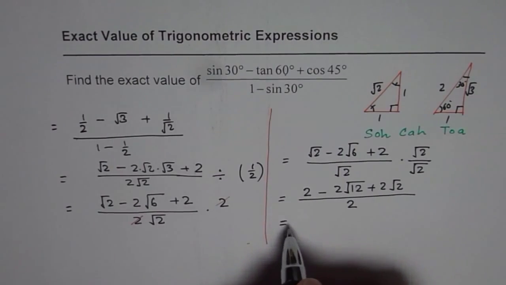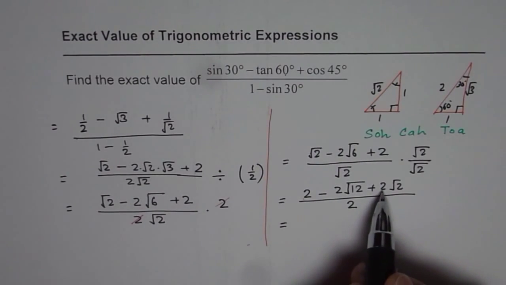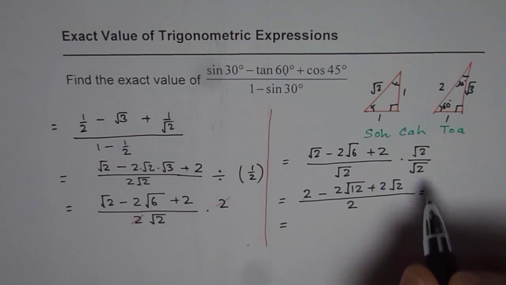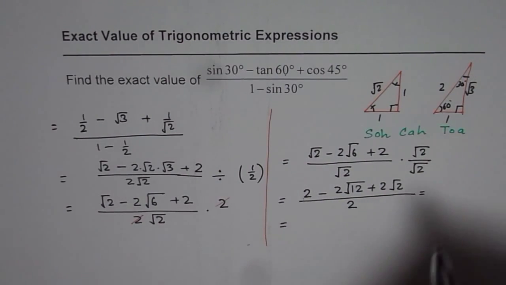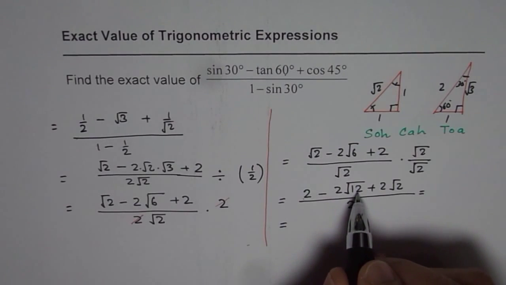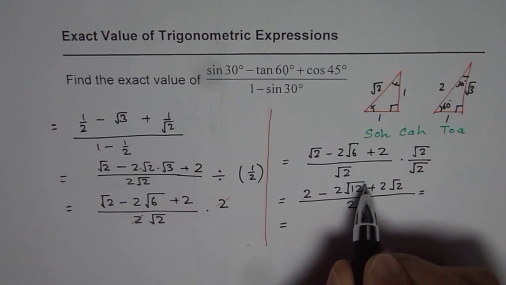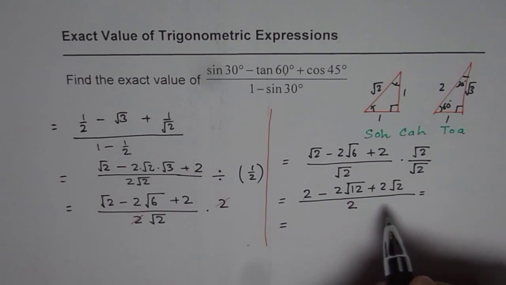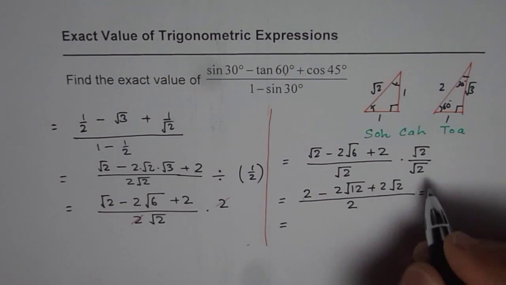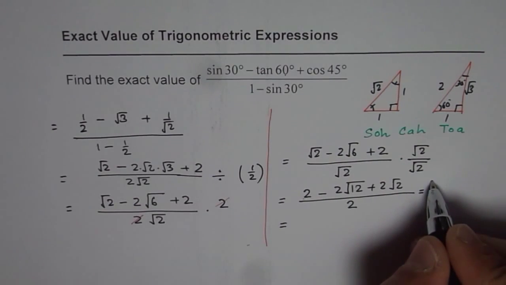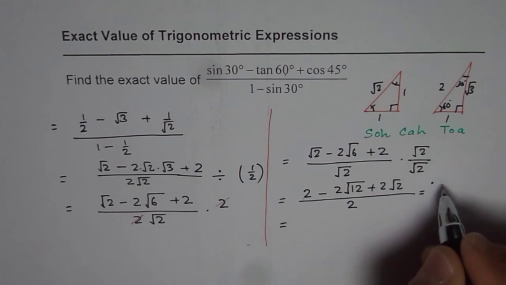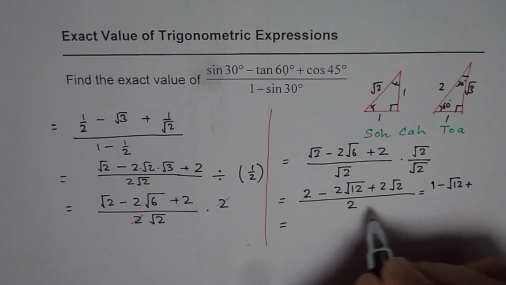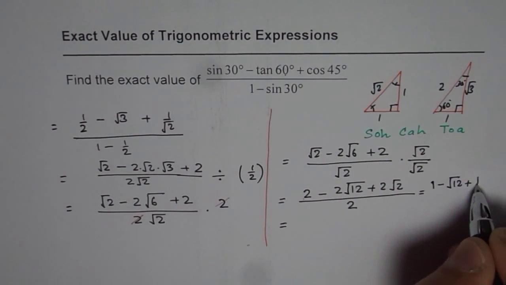Now we can further simplify. Dividing all these by 2, let me go one more step here. We can take 2 common. 12 could be 4 times 3, right? 12 is 4 times 3, and the square root of 4 is 2. So we could write this expression as, let me divide by 2 first. So we get 1 minus square root 12 plus square root 2, I'm dividing everything by 2, right?